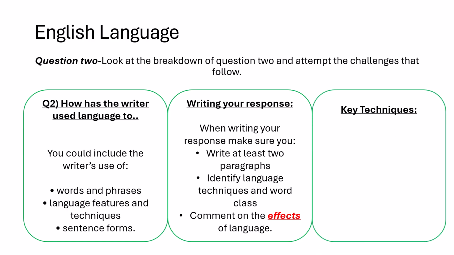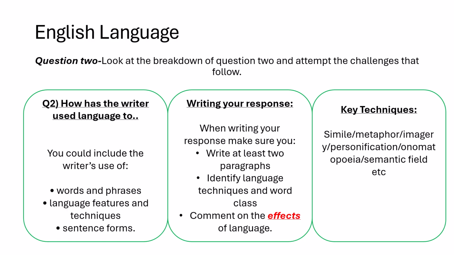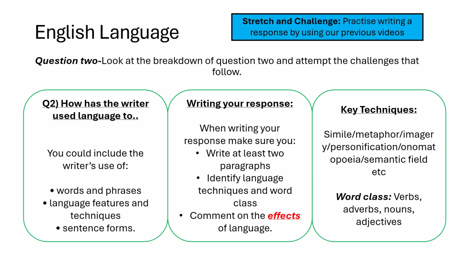Now in terms of the key techniques, you should know quite a few by now, hopefully, and this is not a comprehensive list of all of them that will come up in the exam, but these are just to name a few. So some of the basic ones are things like similes, metaphors, imagery, personification, onomatopoeia, and semantic field, and as I've said before, the list does go on. Additionally, you need to think about things like word class, which are things like verbs, adverbs, nouns, and adjectives. Now, if you'd like to delve into this in more detail, please do check out our previous video that goes into question 2 in a lot more detail.